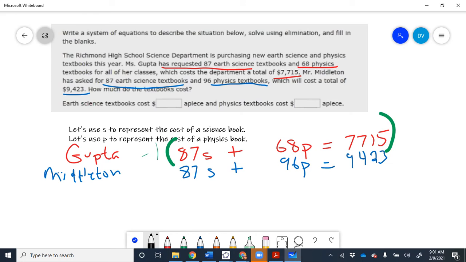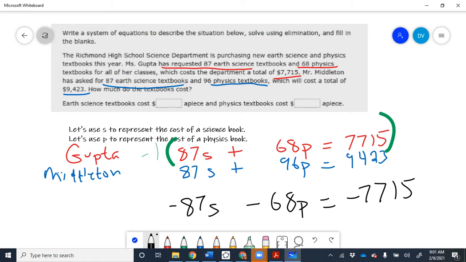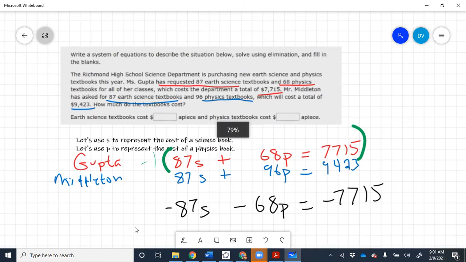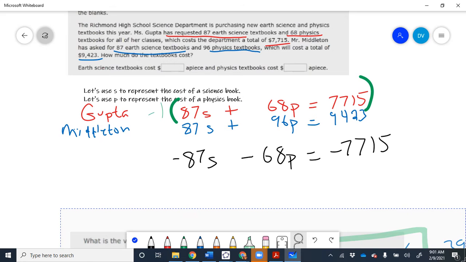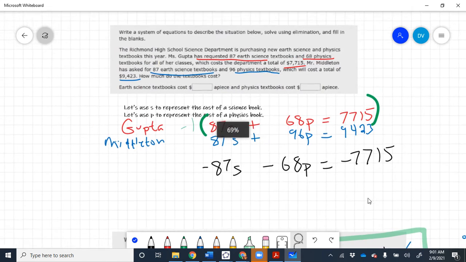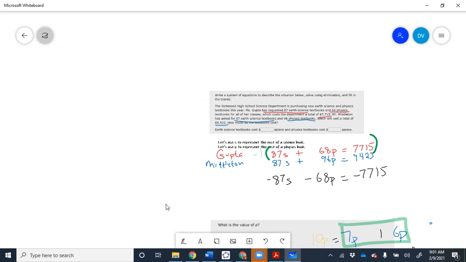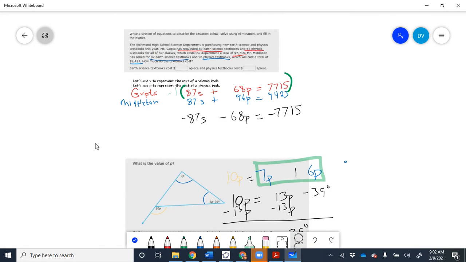If we do that, and by the way, I'm going to use another word besides -1. I'm going to use the word opposite. Is that okay? What's the opposite of 87S? Negative 87S. The opposite of 68P is negative 68P. And the opposite of 7715 is negative 7715. The other equation, we don't even have to change, but we do have to write it down again. Oh, I got some stuff left over there, sorry. Let me fix that before I move on, I'm sorry. That was left over on my whiteboard.